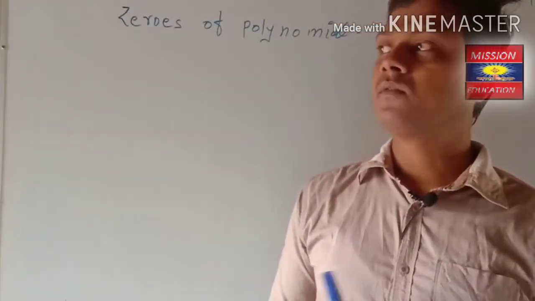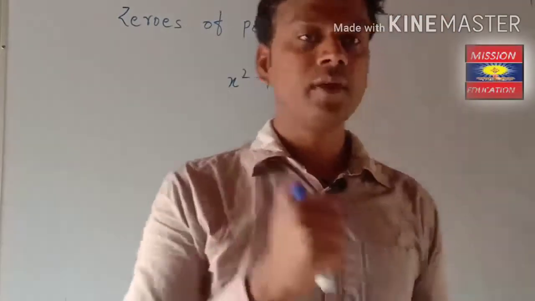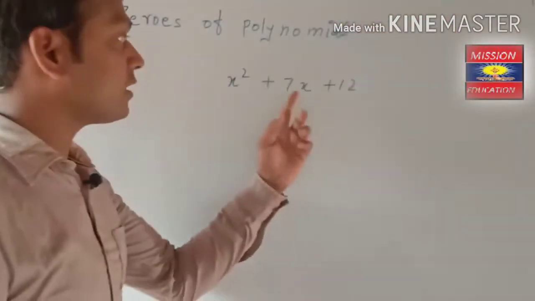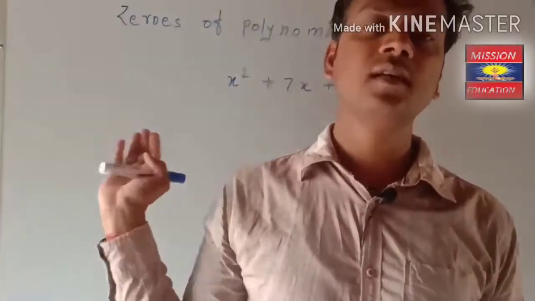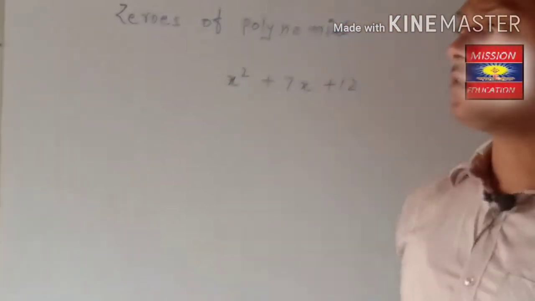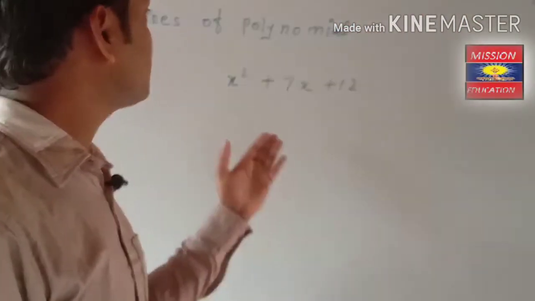Means that the values which satisfy the given equation make it equal to, or tend to, 0. So you can see here x square plus 7x plus 12 is a polynomial. Why? Because it is a combination of variable and constant. So it is a polynomial. Then what is the meaning of zeros of the polynomial?